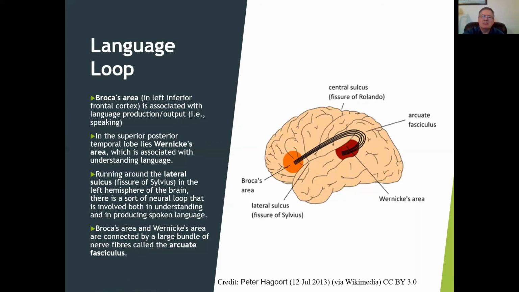Now, this language loop is found in the left hemisphere in about 90% of right-handed people and 70% of left-handed people, language being one of the functions that is performed asymmetrically in the brain. Surprisingly, this loop is also found at the same location in deaf persons who use sign language.